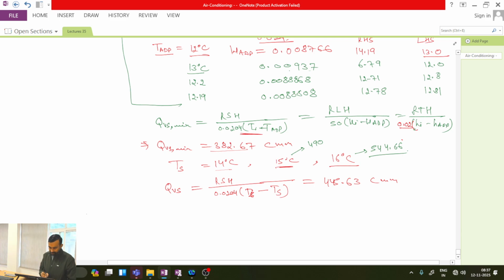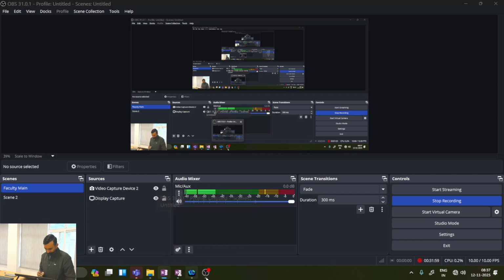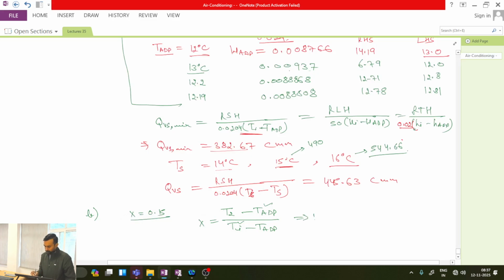Now what is part B? The bypass factor is already given in the question as 0.15. If I have a bypass factor of 0.15, then what can I do? X will be equal to T2 minus TADP divided by TI minus TADP, where T2 is my supply state. Now I know TI, I know TADP, I know X, so from here I can calculate T2.